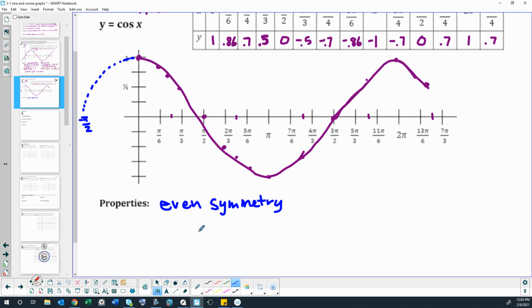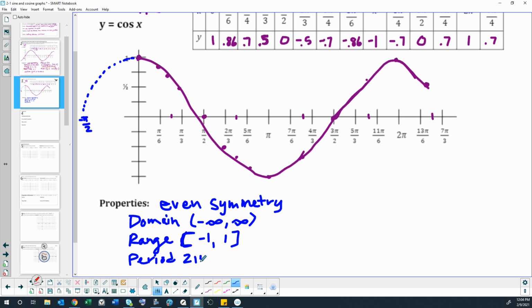Okay, so we have our even function. The domain and range are exactly the same as they were for sine. So domain is from negative infinity to positive infinity. Range, again, the adjacent side is less than or equal to the hypotenuse, so range goes from -1 to 1, just like sine. The period is still going to be 2 pi. The amplitude is still going to be 1.